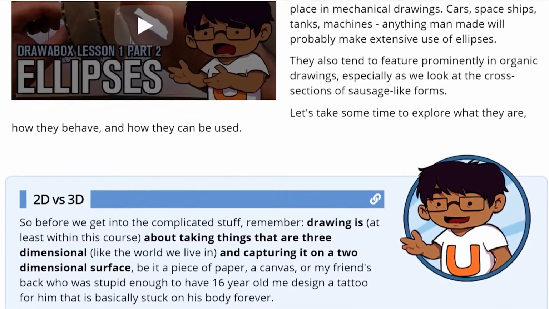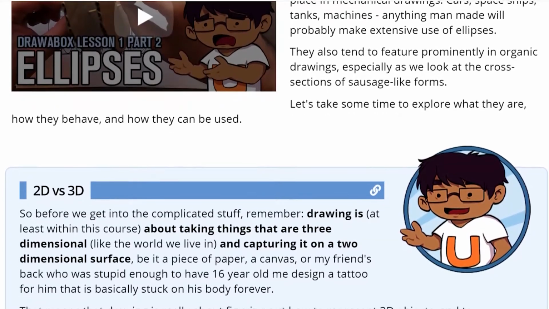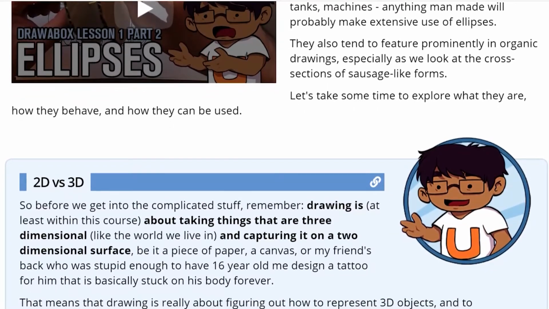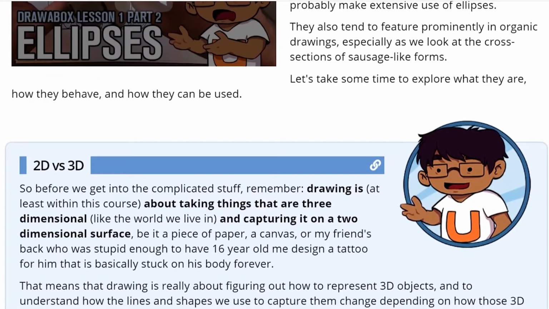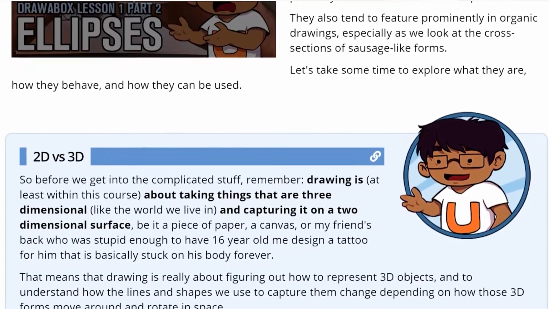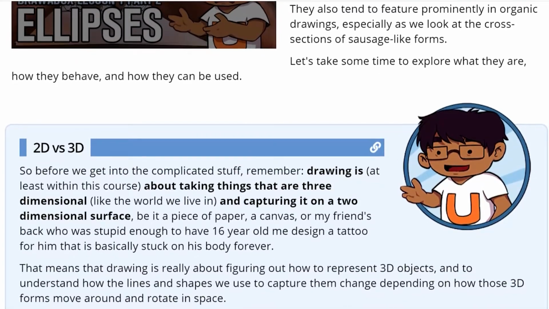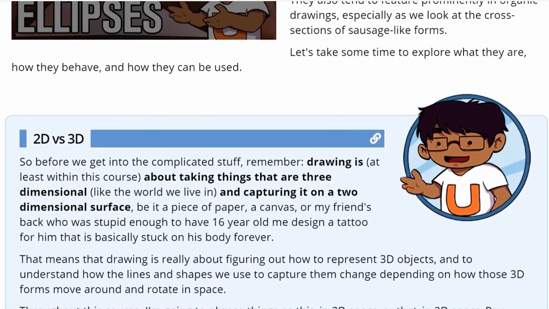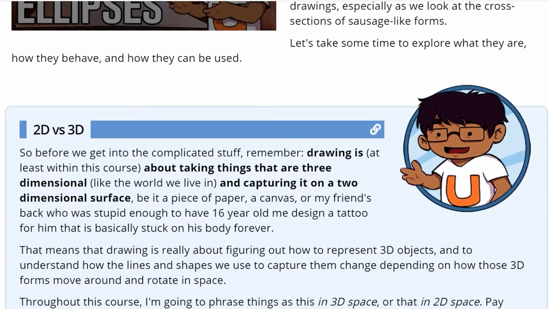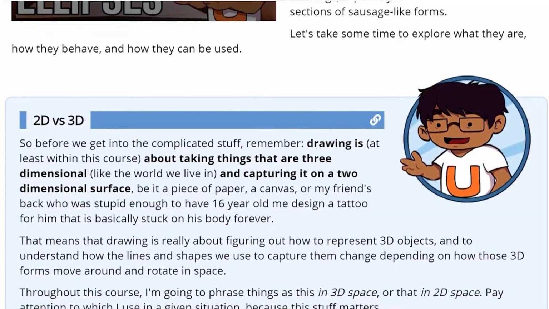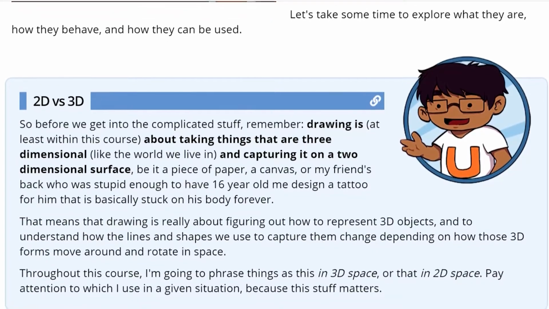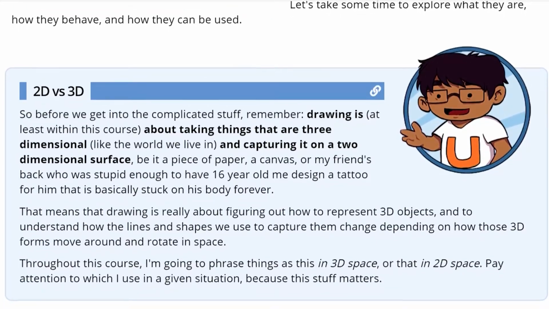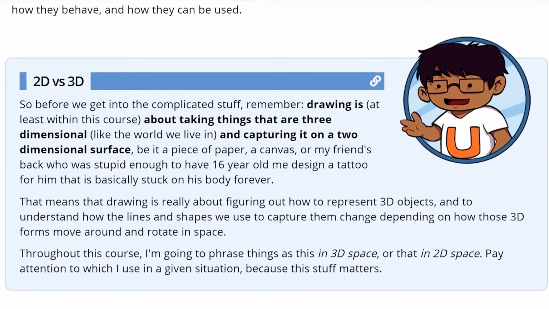2D versus 3D. So before we get into the complicated stuff, remember, drawing is, at least within this course, about taking things that are three-dimensional, like the world we live in, and capturing it on a two-dimensional surface, be it a piece of paper, a canvas, or my friend's back who was stupid enough to have 16-year-old me design a tattoo for him that is basically stuck on his body forever.